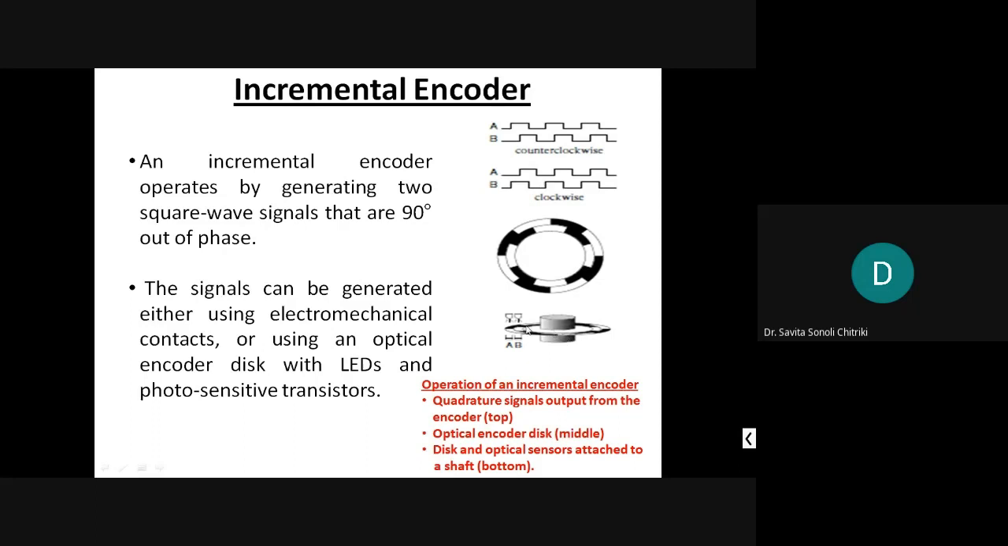A shaft and a disc are there, and you have the LEDs there. Whenever light falls on it, what will happen? You will get a conducting period for that. So the signals can be generated either using electromechanical contacts or using an optical encoder disc with the LEDs and photosensitive transistors. Even photosensitive transistors are used. Whenever the light falls, during that period it will be conducting.